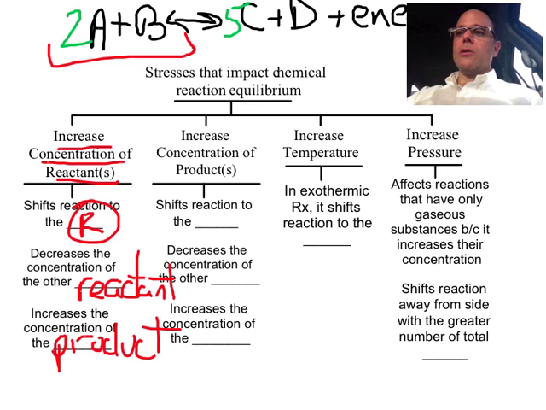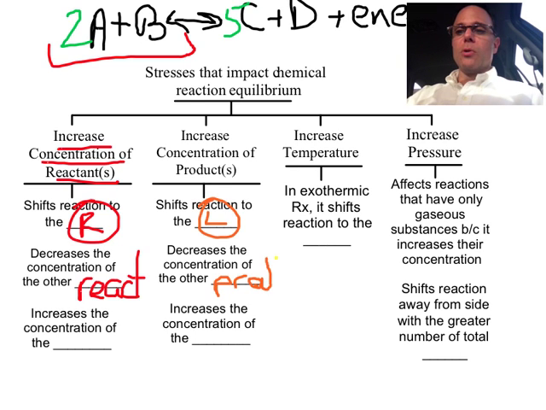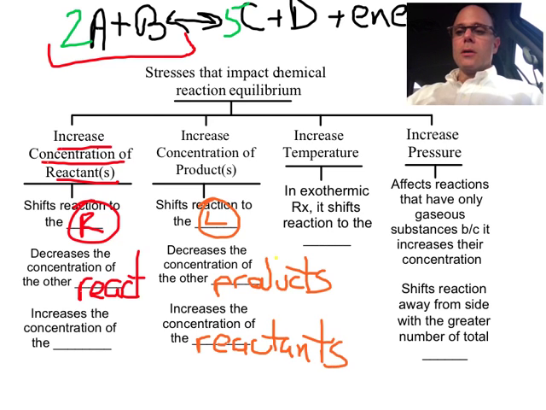Now, let me undo this so we could look at all the writing in the next branch. Now that gives us enough room. On this branch, we increase the concentration of the products. Well, if increasing the concentration of the reactants shifted it to the right, then increasing the concentration of the products must do the opposite, shifting it to the left. And what that will also do is decrease the concentration of the other products, if they are at all available. And it will also increase the concentration of the reactants.